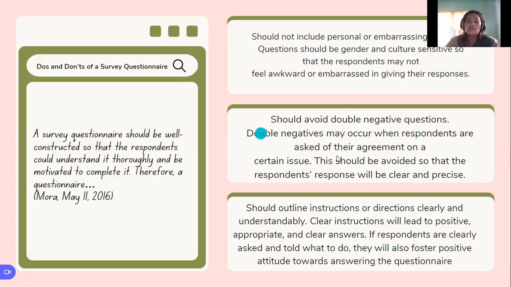Okay? It should avoid double negative questions. Double negatives may occur when respondents are asked of their agreement on a certain issue. This should be avoided so that the respondent's response will be clear and precise.